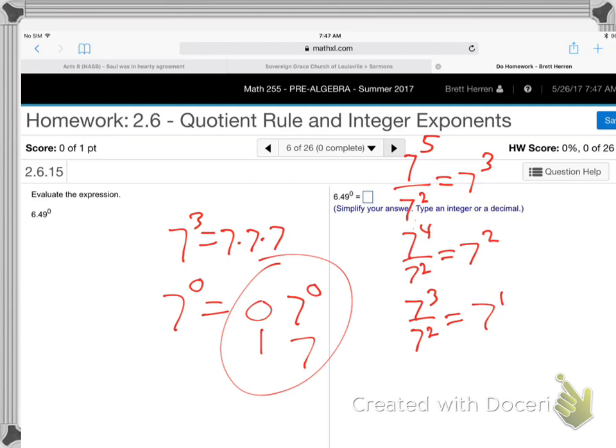7 to the 1 or 7, they're just the same thing. I'm just subtracting the powers, right? Math is just logic. Follow the yellow brick road. Just follow the pattern. Now, what's the next one?